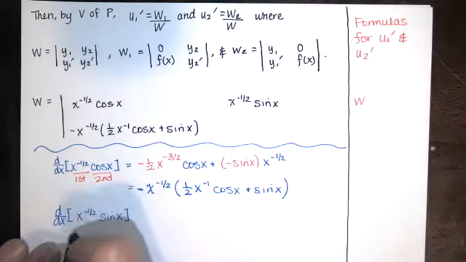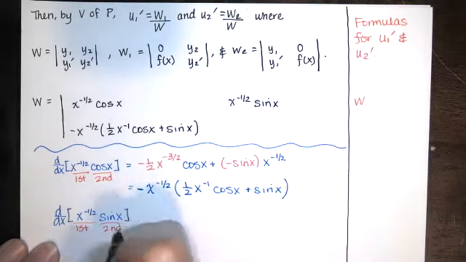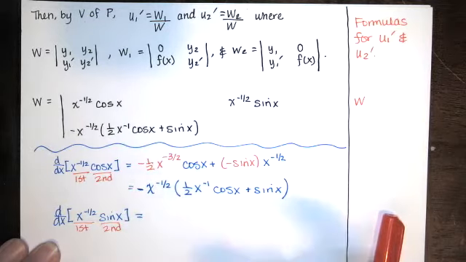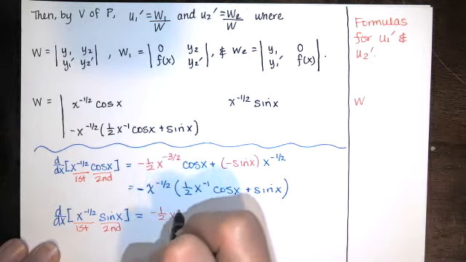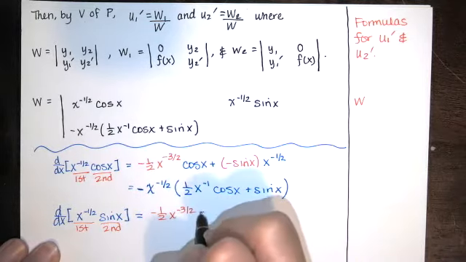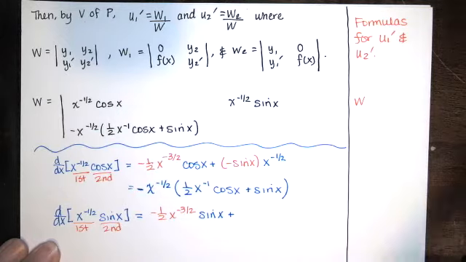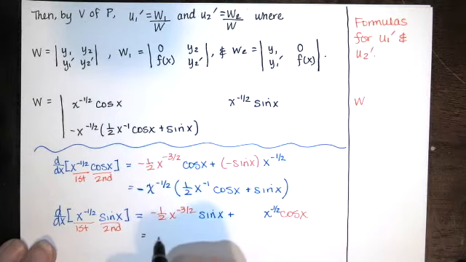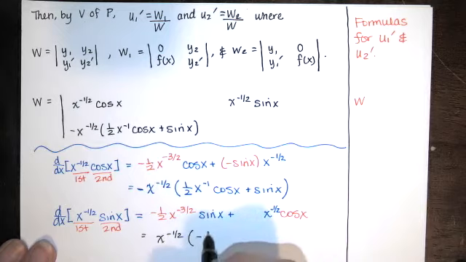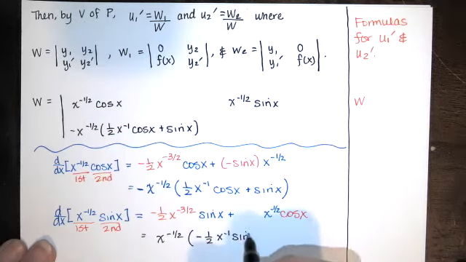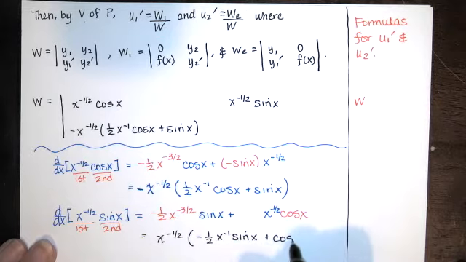I'm going to use the product rule again. We have the derivative of the first times the second, undifferentiated, plus the derivative of the second, which is cosine of x, times the first, undifferentiated. If you want, you can factor out the x to the negative 1/2. You don't have to, though. So we have a negative 1/2 times x to the negative 1 times sine of x, because that times that would give us that, and then this times a positive cosine would give us that second term.